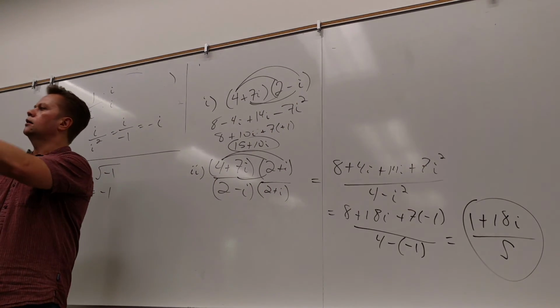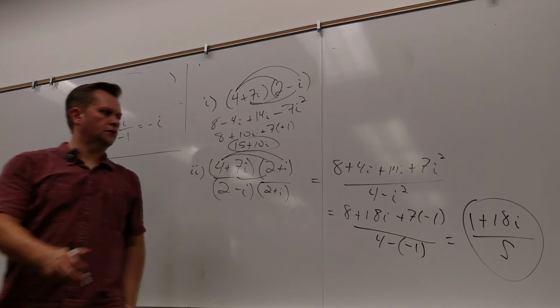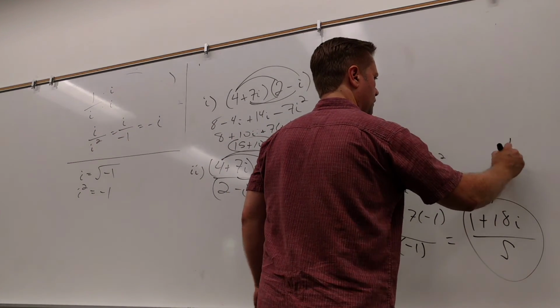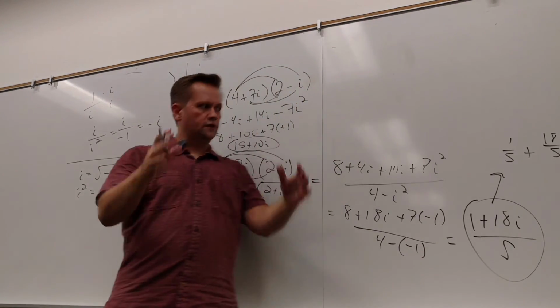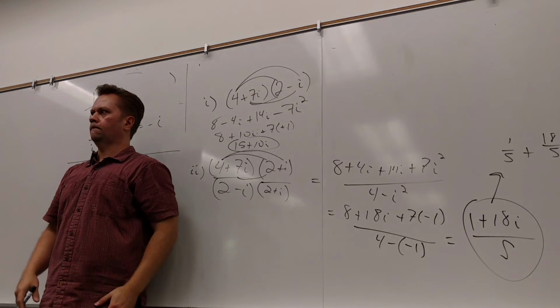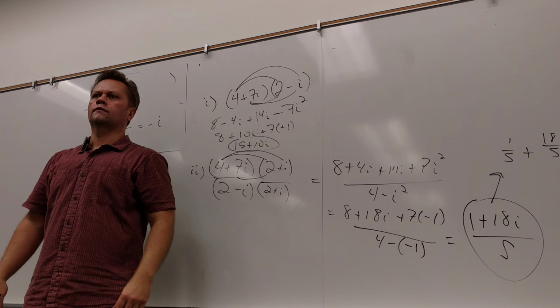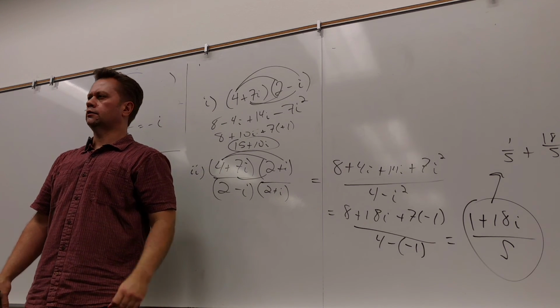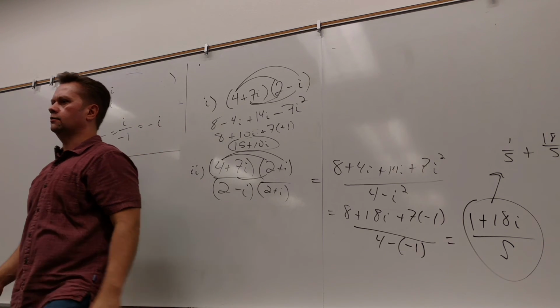So you can see a and you can see b. I might as well write it instead of just saying 1/5 plus 18/5 i. I like it. I'm in the minority, but I don't care. It's awesome.